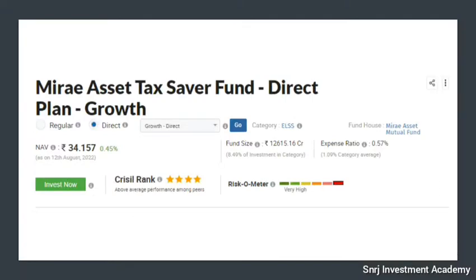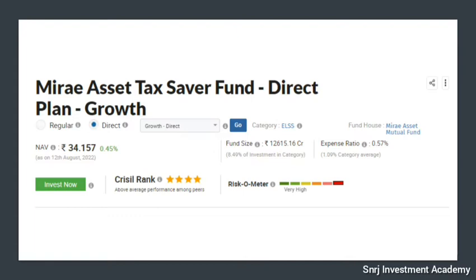These are the basic details about Mirae Asset Tax Saver Fund. I am reviewing the direct plan growth, and I always suggest you go for direct plans. Do not go for regular plans through brokers. The expense ratio will be high, and some part of your investment will go to the distributor as commission. So avoid that, and invest directly in the fund through the website. Do not go for some apps also. You can directly invest in the fund by going to the website.